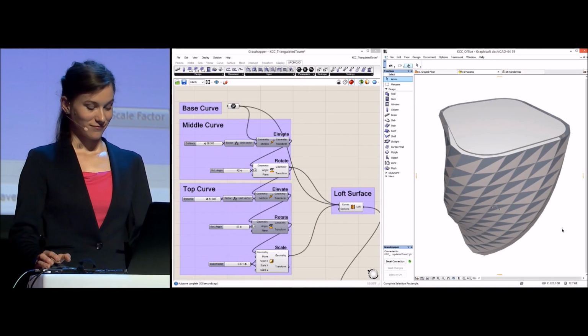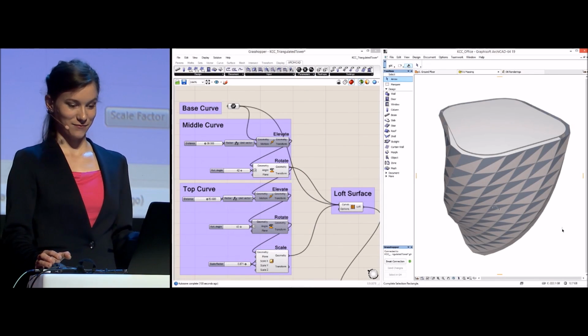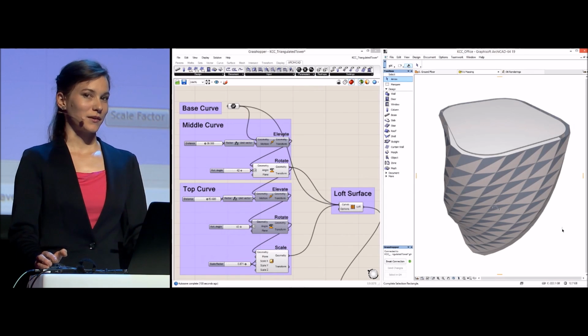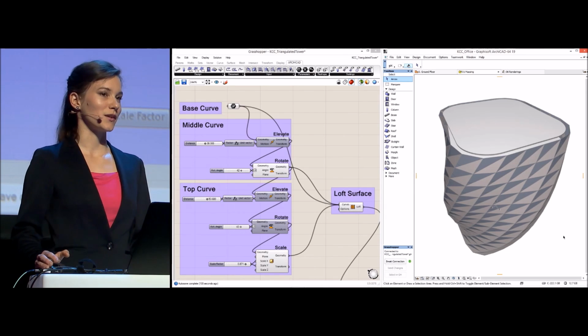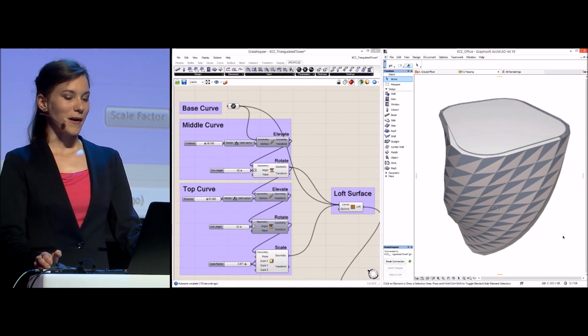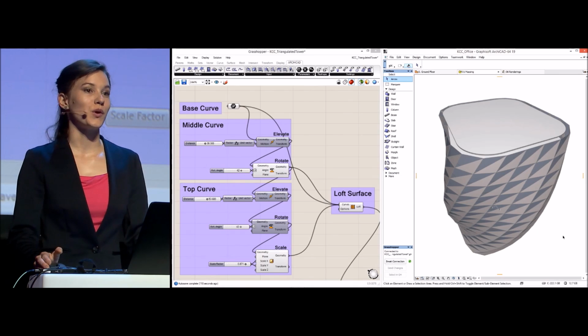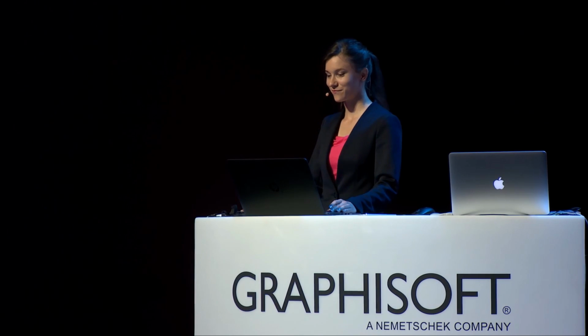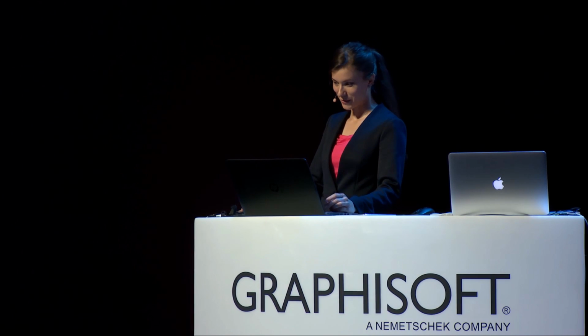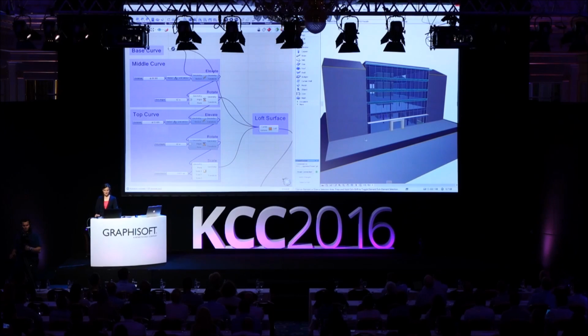So, you might wonder now, well, this solution kind of seems to be quite useful for blobby architecture. But what about the more standard-looking buildings, the majority of the projects? Now let's move on to my second example, which is a conventional office project. There it is. In this case, everything started in Archicad.